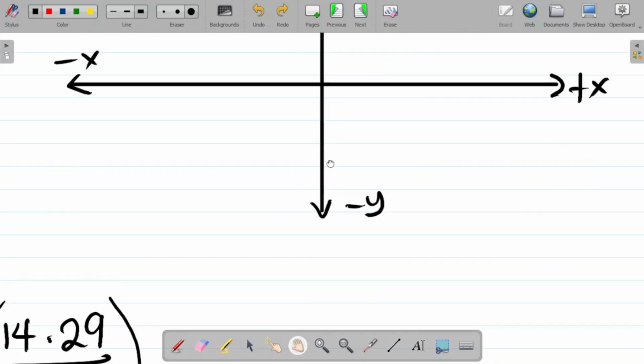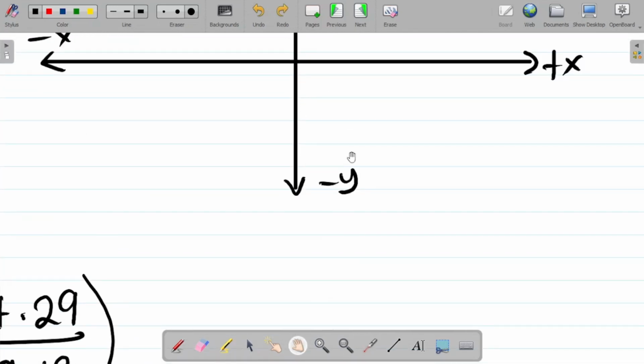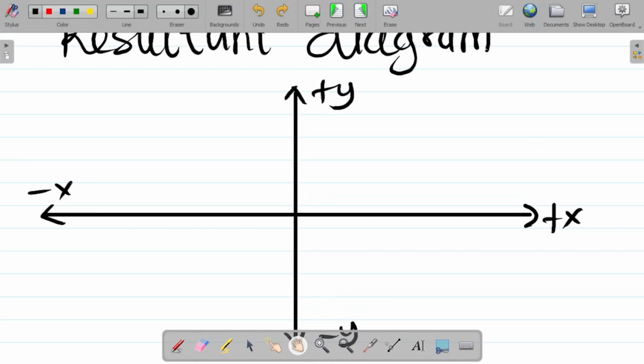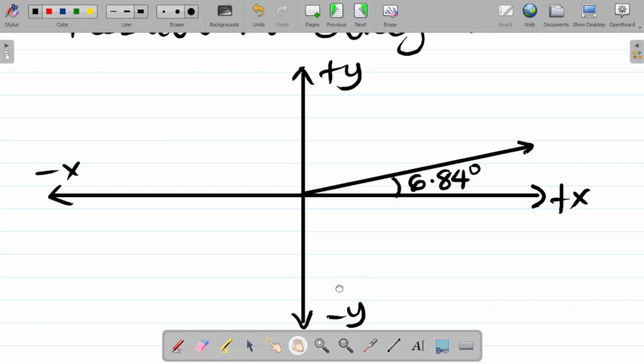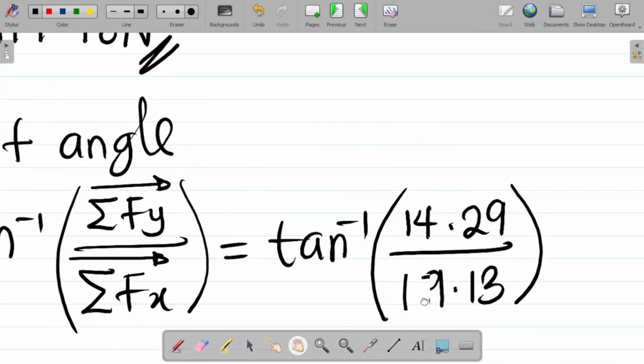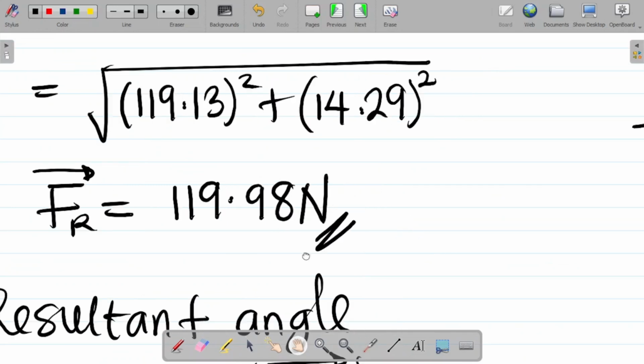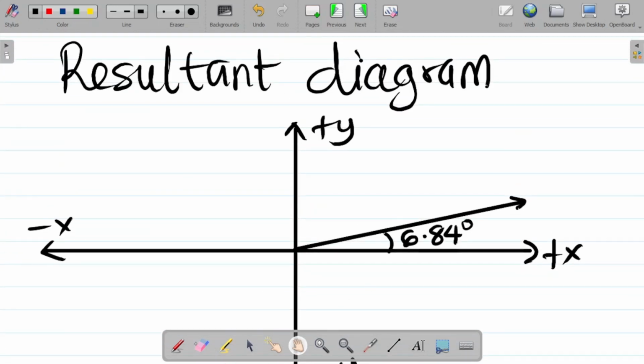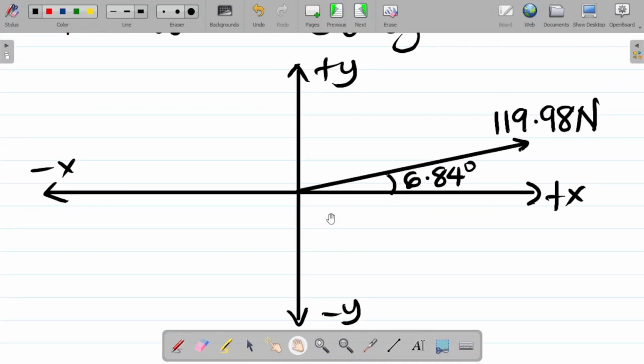And if you look at the value of the angle, it's very small, 6 degrees, or 6.84 degrees. So that means you have to draw it in such a way that it is small, like this, not so big. So this angle here is 6.84 degrees as your angle. What's the value of the resultant force? 119.98 Newton. So basically, guys, this is how we solve this question.